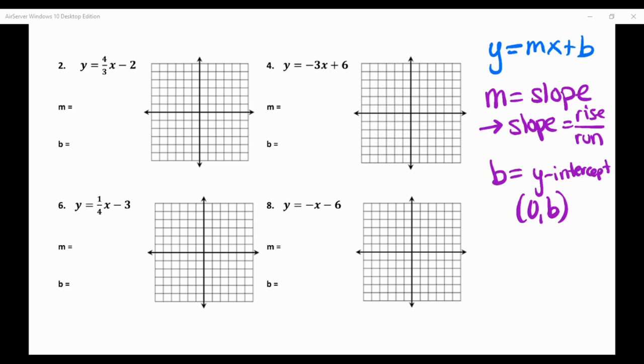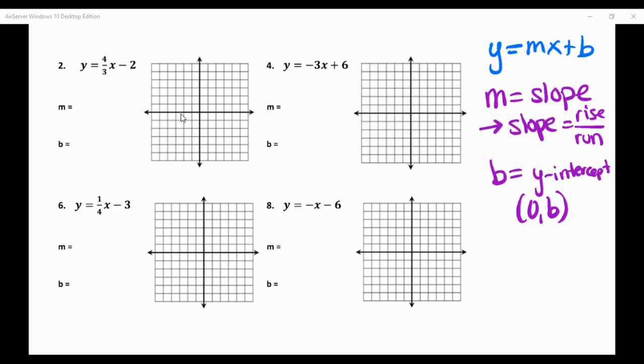So with each of these equations, they're all already in slope-intercept form. We're going to identify the slope, identify the y-intercept, and then the next steps for graphing is we'll plot the y-intercept, and then we'll graph as many points as we can using the slope.